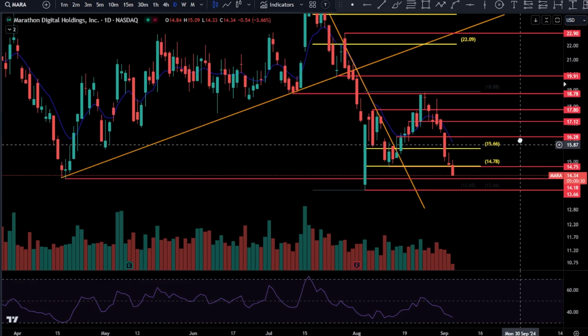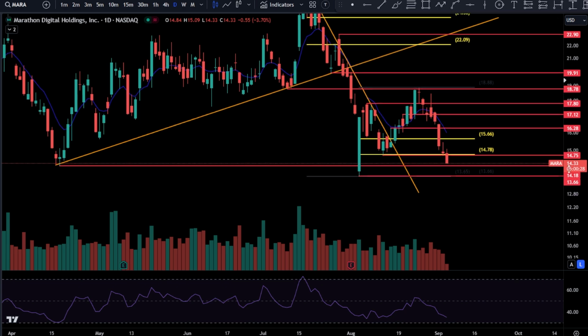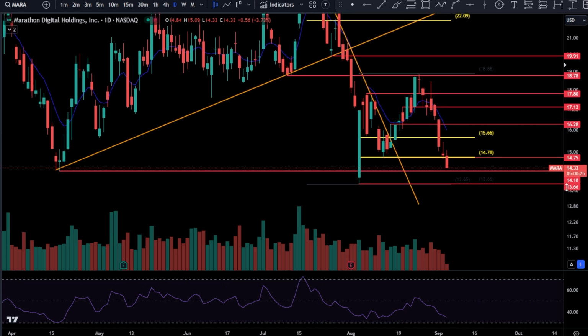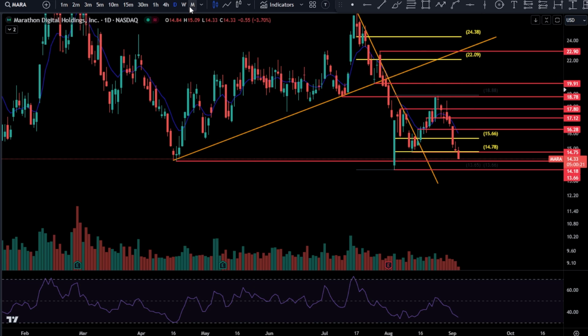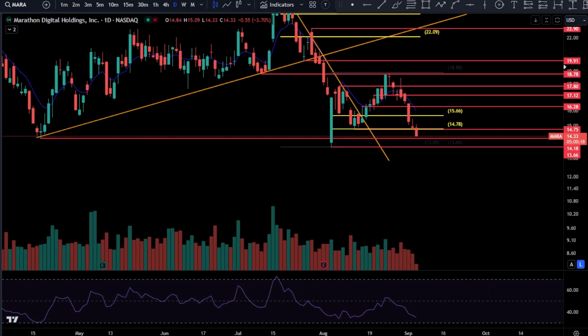All right. MARA. Holy, butt ugly. You are breaking under 14.75, guys. You are coming down to 13.66 over here on MARA. That is ugly, but that's what I'm seeing. You're coming down to 13.66.